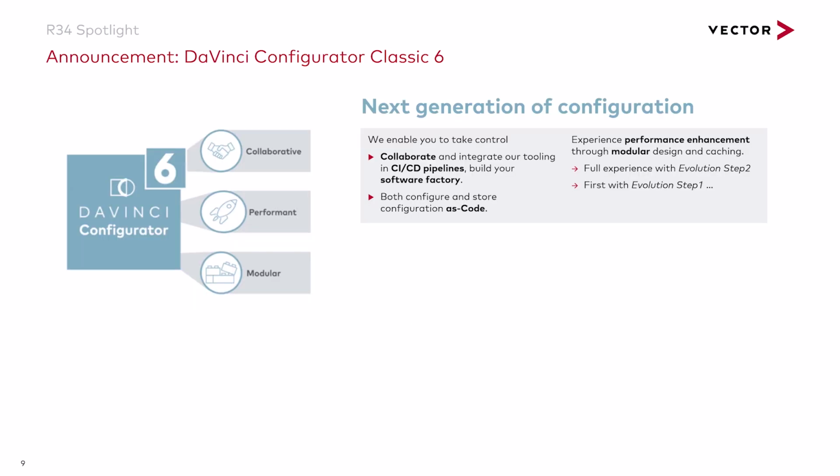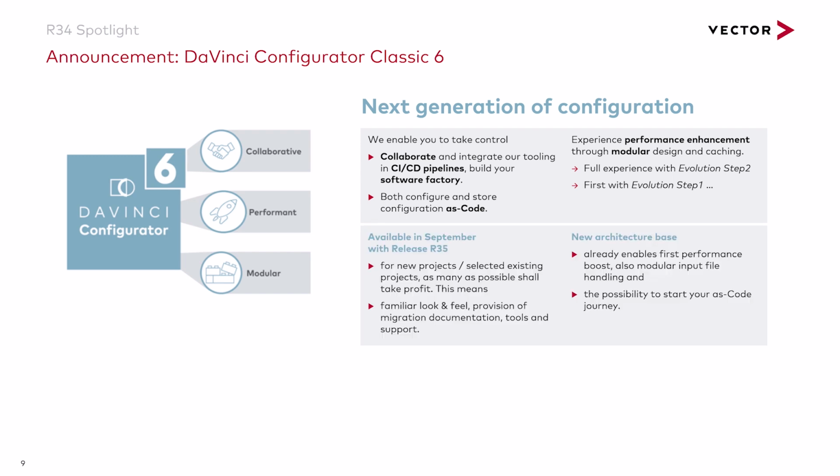Another milestone of Vector's innovative solutions is underway. Let me introduce you to our new generation of tooling. It is designed with modular architecture to meet the demands of the modern software factories. Its innovative approach enhances collaboration and performance, allowing you to configure and persist your configuration as code. Performance improvements are achieved through different measures additionally, like enhanced modularity and configuration caching.